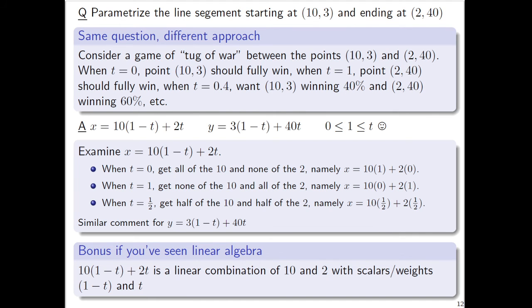Just a thing to pay attention to if you've taken or are currently taking linear algebra. If not, don't worry about this. There's so many connections to linear algebra and 225 that I have to mention them, but if you haven't taken these other classes, don't worry. So just a little bonus to help you out if you're in linear algebra. You could think of 10 times 1 minus t plus 2 times t as being some kind of a linear combination of 2 and 10, with the weights being 1 minus t and t.